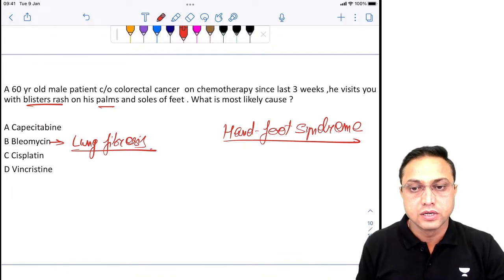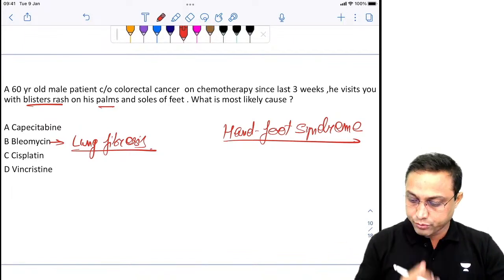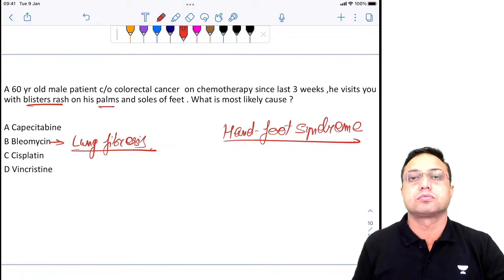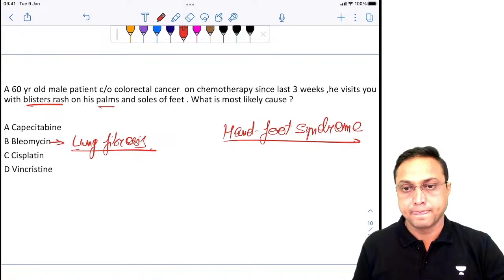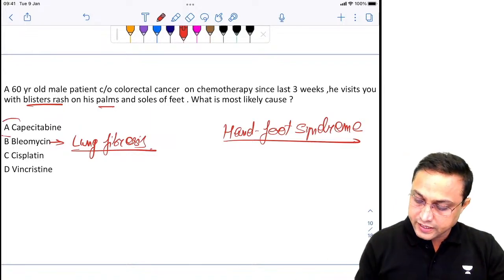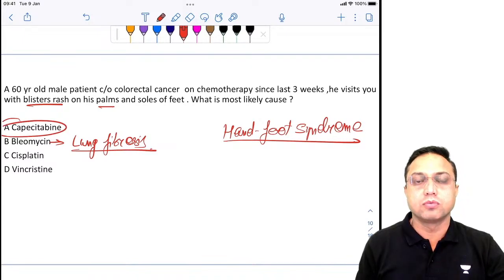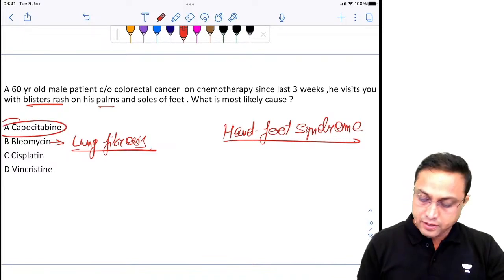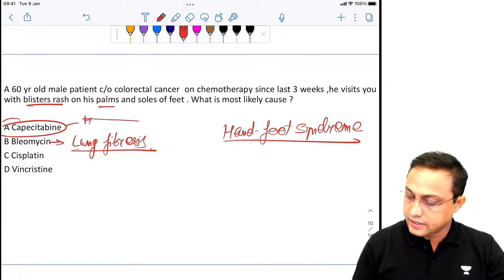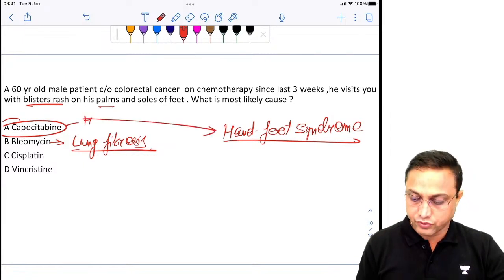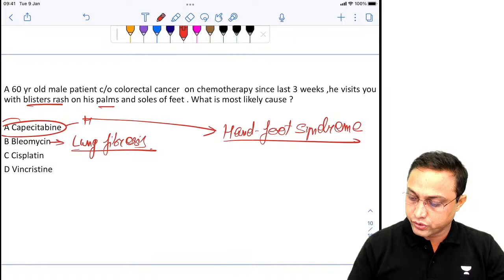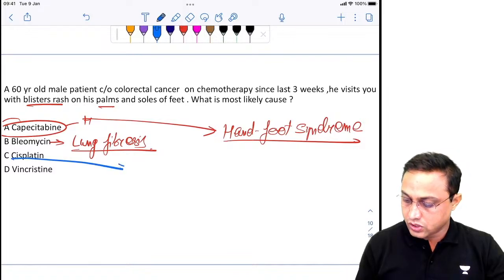This you have to just get from your previous knowledge. People who have given me the right answer, the hand-foot syndrome is a common side effect of capecitabine. So here we write that the side effect is hand-foot syndrome. First of all, bleomycin. I have already told you this patient can develop lung fibrosis.